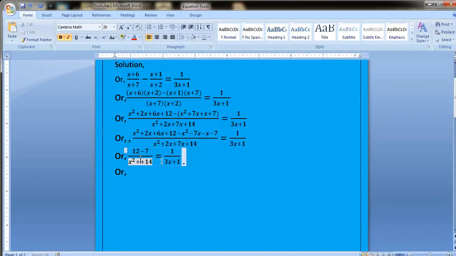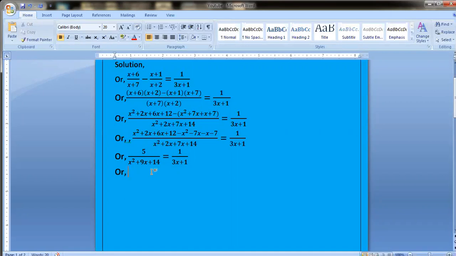In that denominator we can write 7x plus 2x equals 9x. We can write 9x over there. Now let's multiply it, and 12 minus 7 will be 5. Now we can do cross multiplication, to change this into standard form. Any possible method we must use, and we have to change it into standard form.